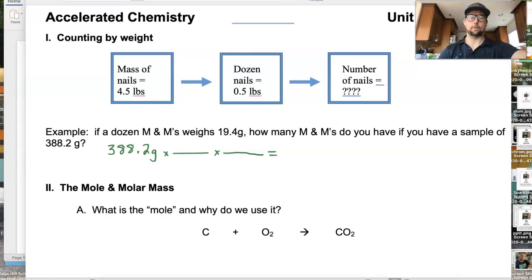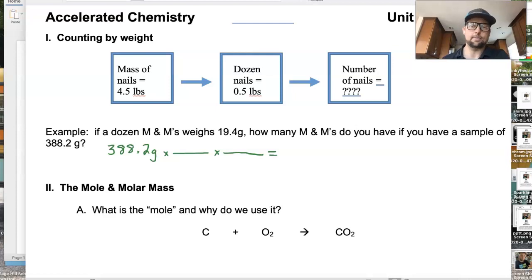Hello, chemists. I want to welcome you to one of the most iconic parts of chemistry, which is the mole, our most famous Avogadro's number, and how to use it.